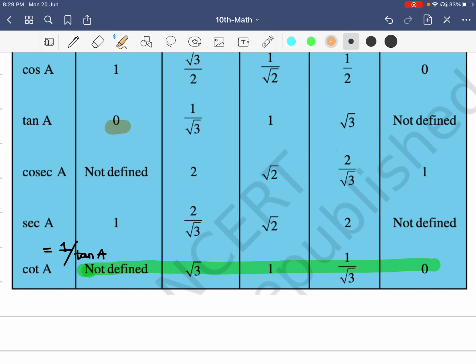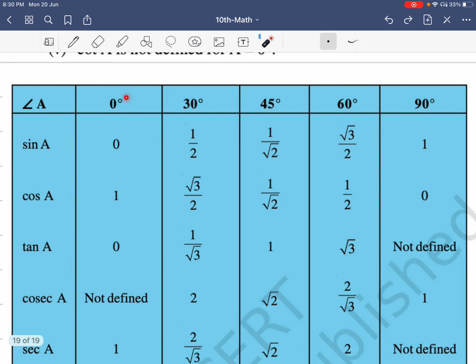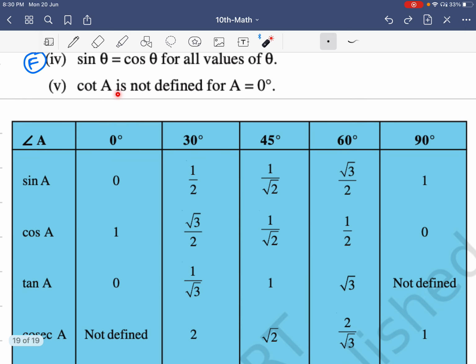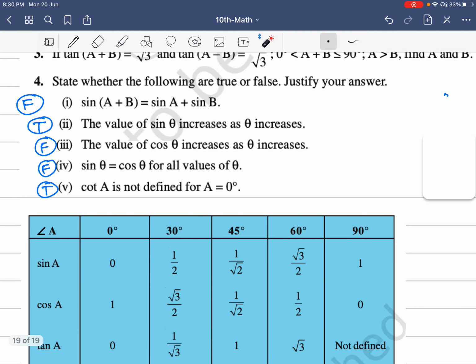So since tan of 0 is 0 here, cot of 0 becomes 1 by 0, and division by 0 is not defined. Thus cot A is not defined for A equal to 0 degree. So this is absolutely a true statement. Cot A is not defined for A equal to 0 degree. So we are going to mark this as true. Thus we complete our question number 4 as well, where we had to conclude whether the statements are true or false, and we had to justify our answers.